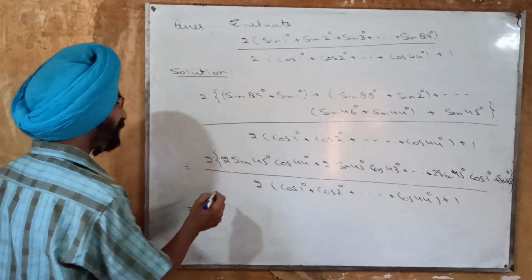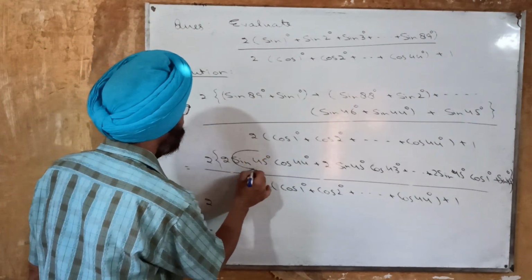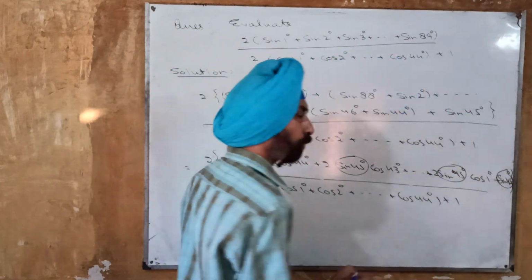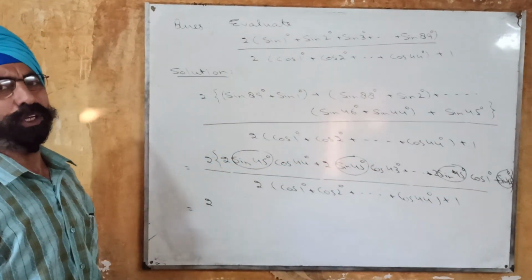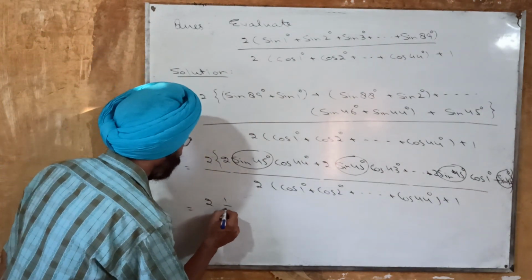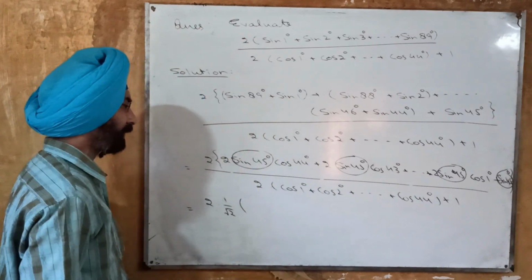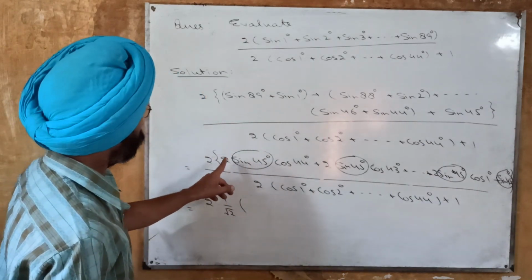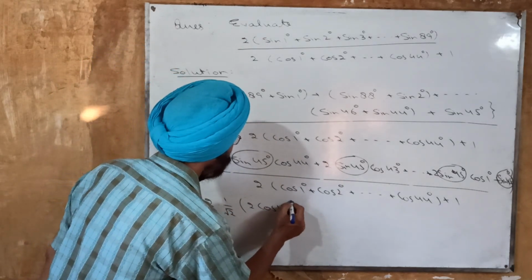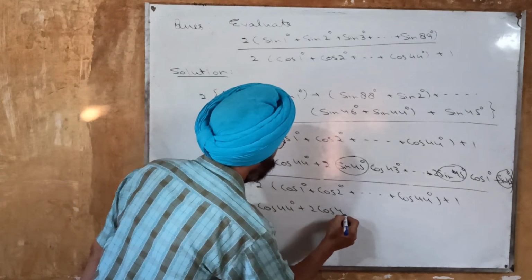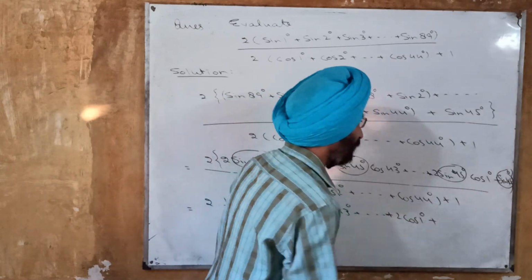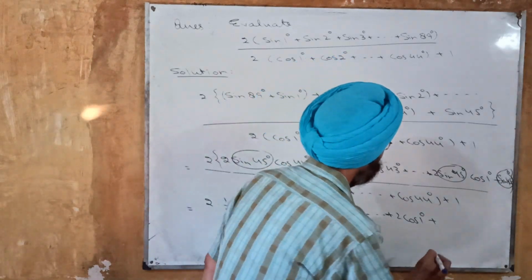2. This sine 45 degree is throughout common. So I am taking it as common. And the value of sine 45 degree, we know that it is 1 by root 2. So I am substituting the value as well. So 2 into 1 upon root 2. And in the bracket, you will get this 2 cos 44 degree, 2 times cos 44 degree, plus 2 times cos 43 degree, plus and so on, plus 2 times cos 1 degree, and this last term will become 1.